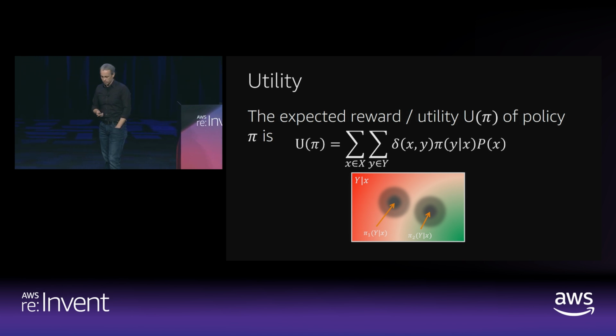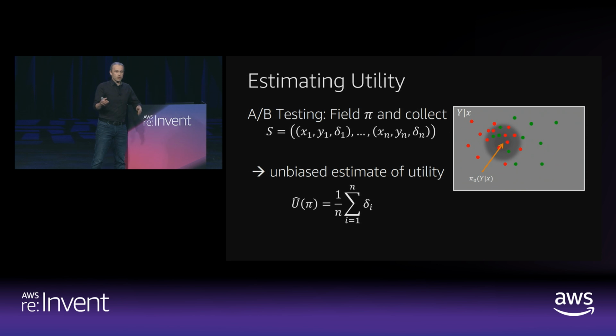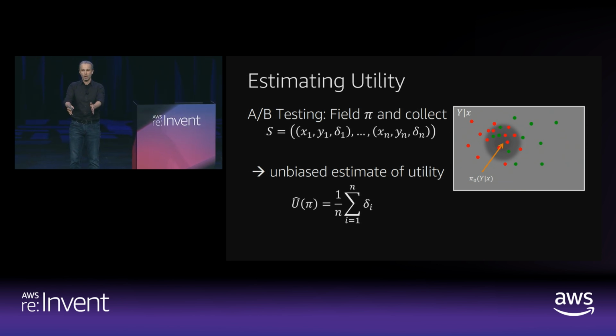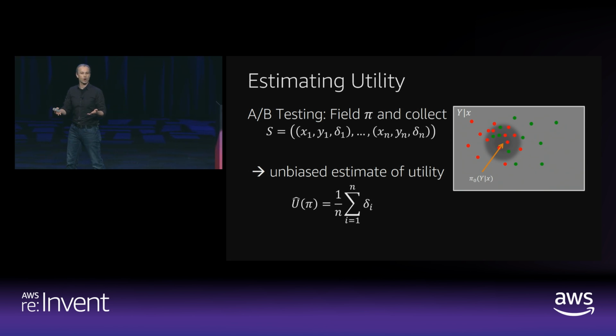So what are we going to do? Well, the standard thing to do is to run an A/B test, right? Then we can estimate this utility. An A/B test just means we take our current policy, our current system, field it, and give it to a random sample of our users. That's basically a controlled randomized trial, right? And then we just take the average of the deltas, and that's an unbiased estimate of the performance of our system, of the utility of the policy.